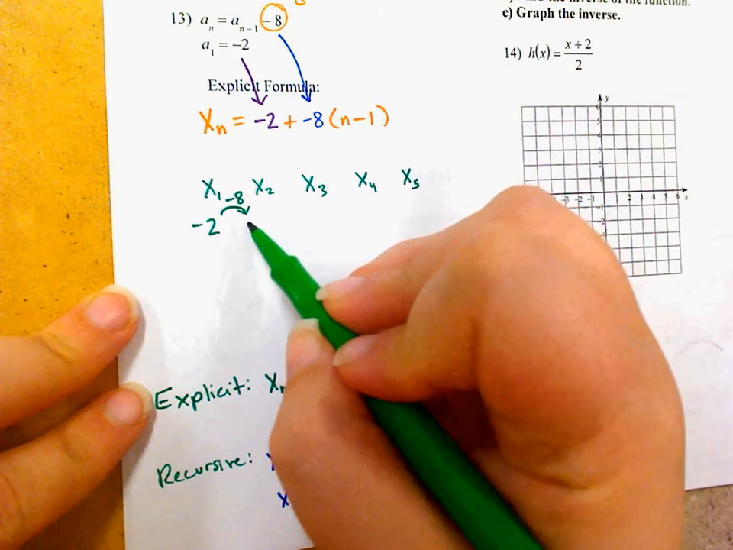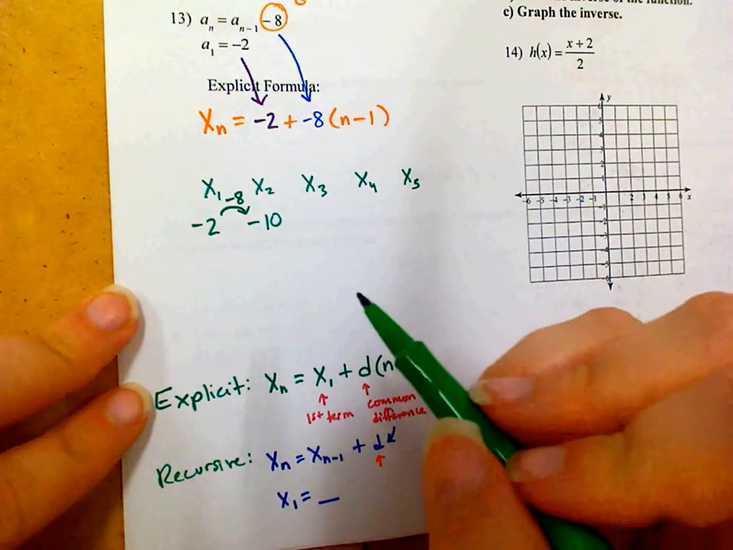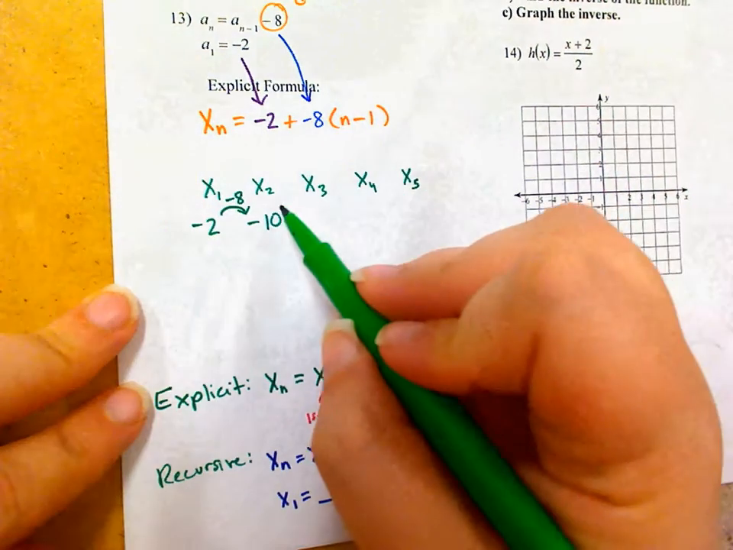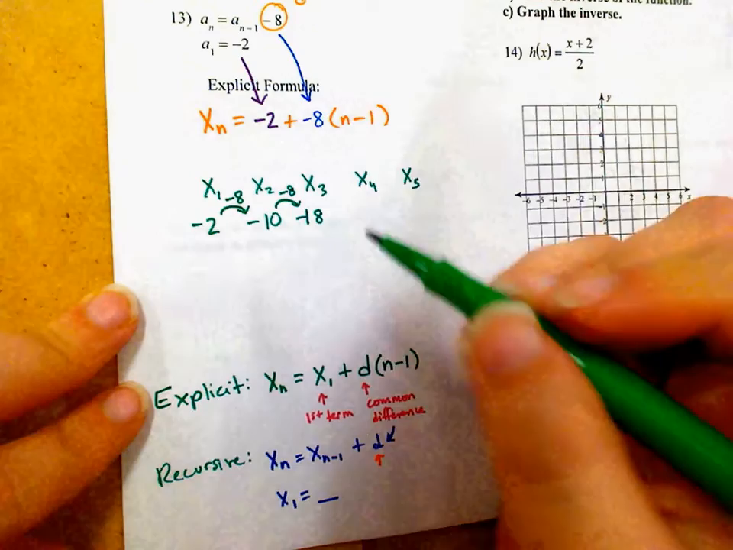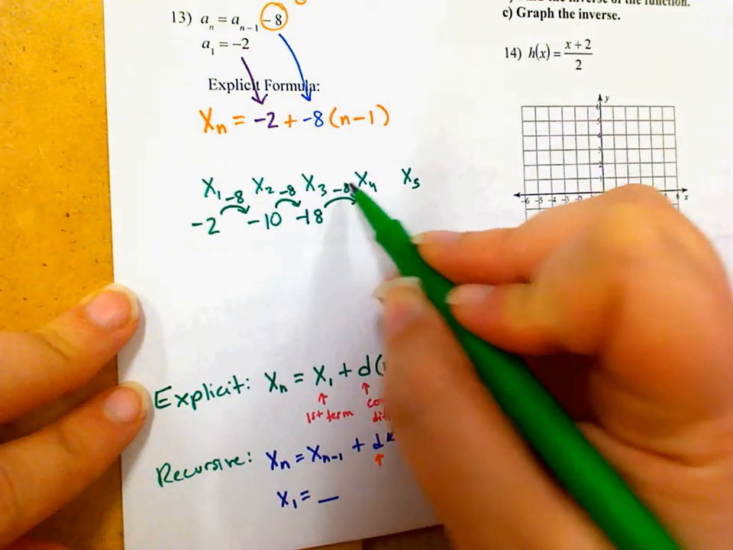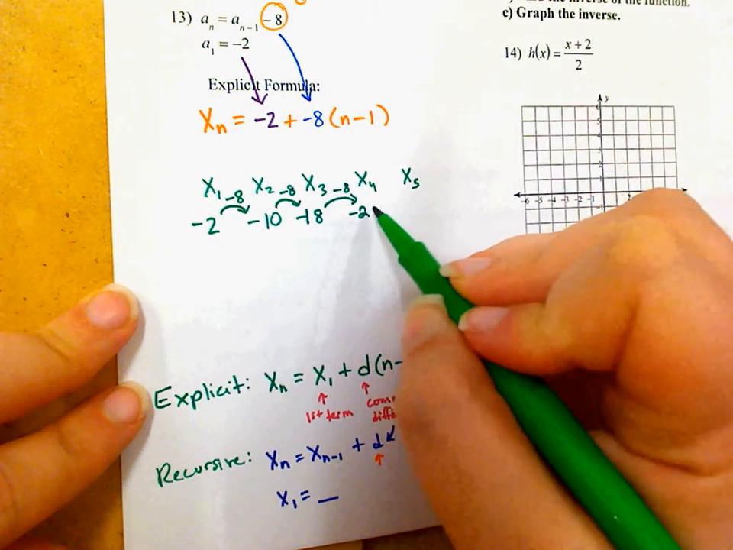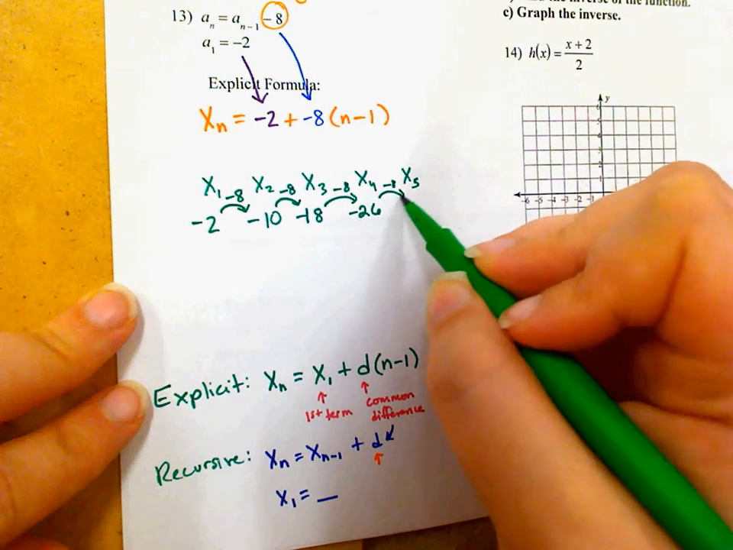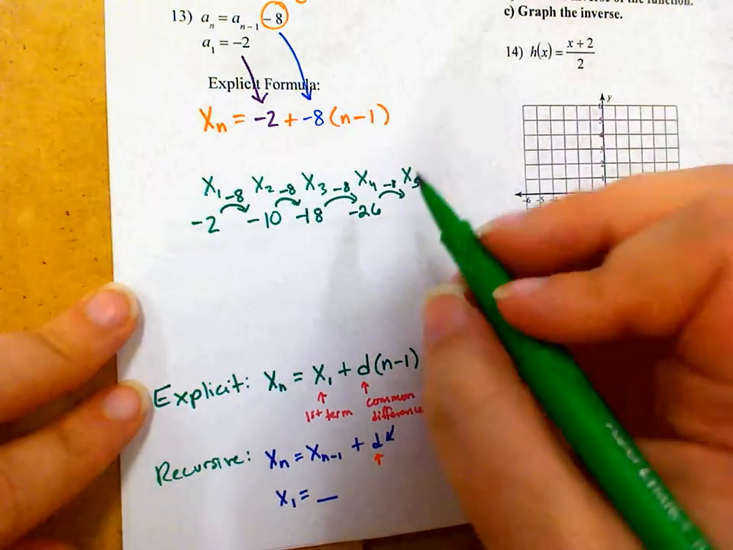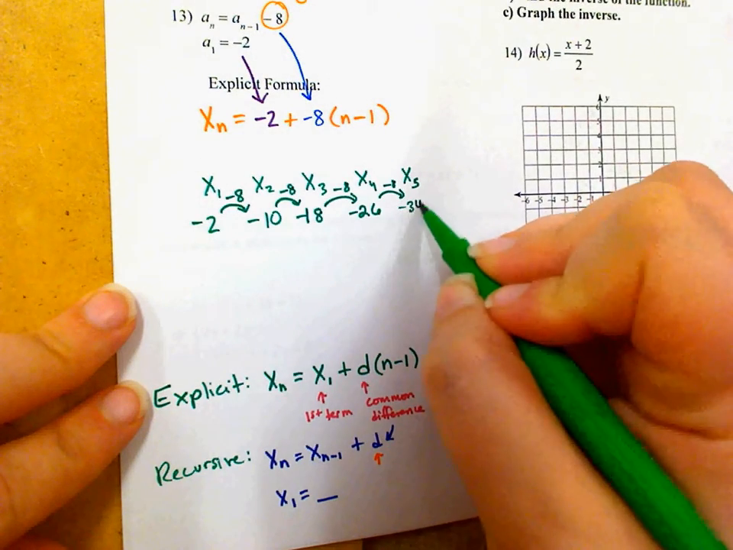If I minus 8 again, that's like adding 8 to 10. That's 18, but it's negative. If I minus 8 again, that is negative 26. And if I add a negative 8 again, or subtract 8, I get to negative 34. And there's my first 5 terms.